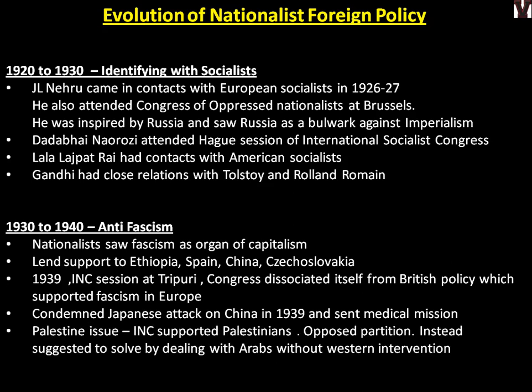Okay. The Palestine issue, which was again happening at the same time, the 1940s, 47 and all. INC supported the Palestinians. So even today this is a big issue. Like you know, Trump has recognized Jerusalem as the capital of Israel, and so the entire Muslim community is condemning it. So there are issues happening right from the 1940s. The partition of Israel was opposed. Instead, they suggested solving it by dealing with the Arabs without Western intervention. So they wanted to find a solution themselves. That is what the INC suggested, not a clear-cut partition like what happened to India and Pakistan.